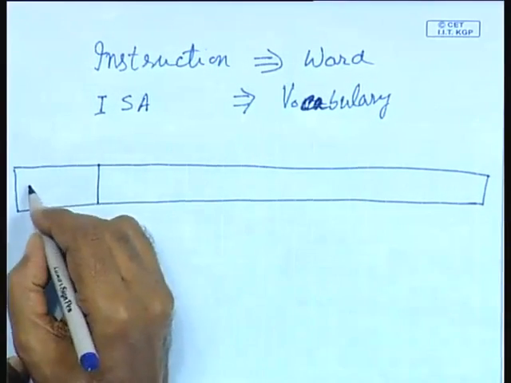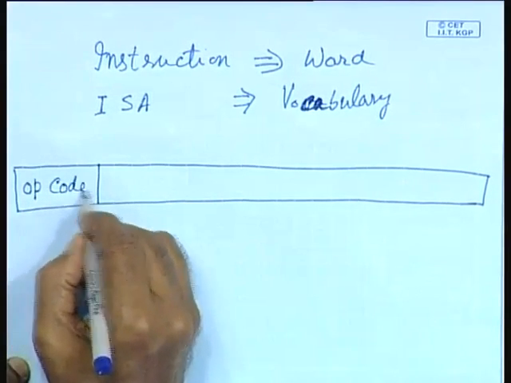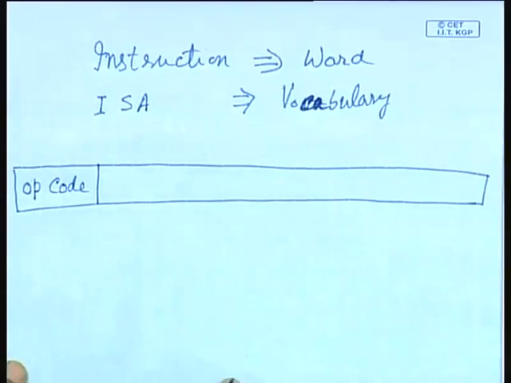First thing that an instruction should convey to the processor is the opcode, the operation to be performed by the processor. The task of a processor is to execute instructions one after the other. Obviously, the instruction should tell what operation is to be performed, and later on we shall see the various types of operations that can be performed by a processor, like arithmetic operations, logical operations, and like that.